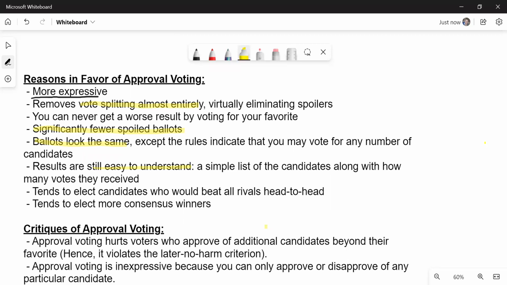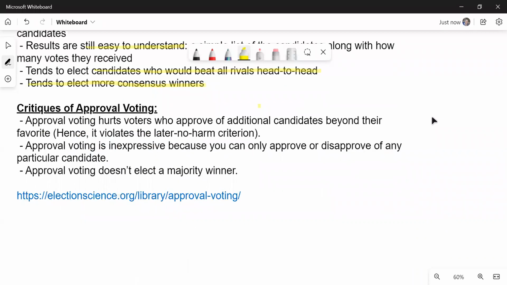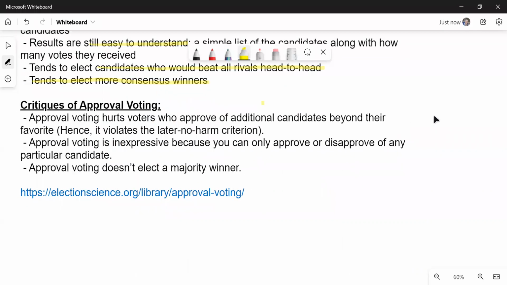It tends to elect candidates who would beat all rivals head to head. And you might remember back to the Condorcet discussion, someone that can beat everybody one-on-one. So someone that has more general approval than everybody else, even if they don't stand alone by themselves. And the last one is it tends to elect more consensus winners, meaning that our winner really is something that a lot of people are fairly happy with.